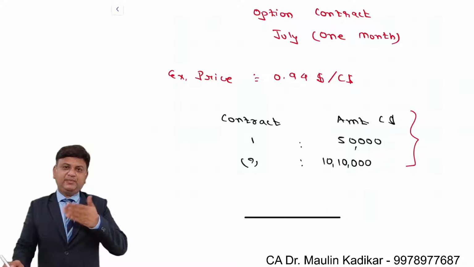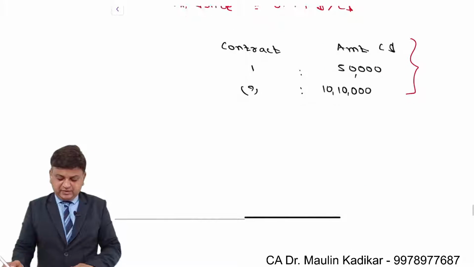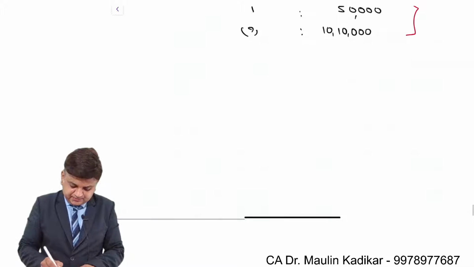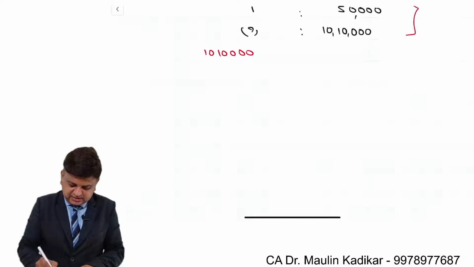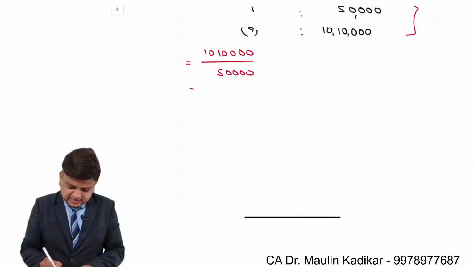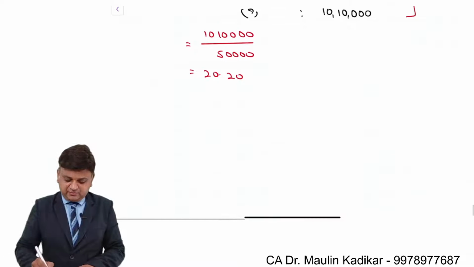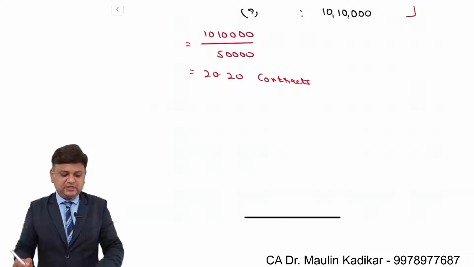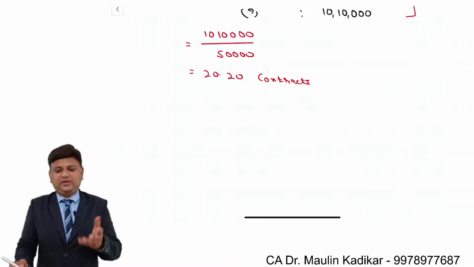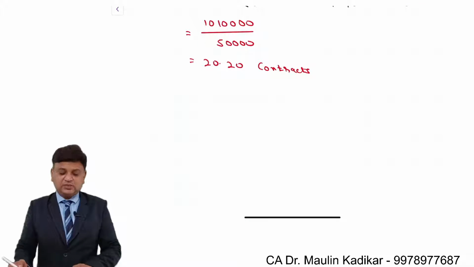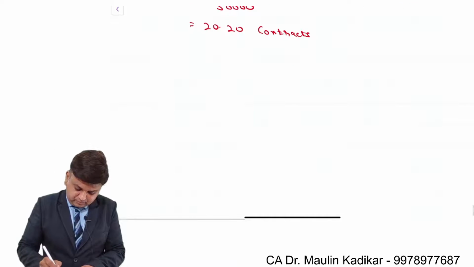Do not write anything, let me explain to you. So what will happen, dear students, is that 10,10,000 divided by 50,000 comes to 20.20. But of course you cannot enter into a fractional number of contracts, because in that case the lot size concept itself will not have any significance. So 20 contracts into 50,000.